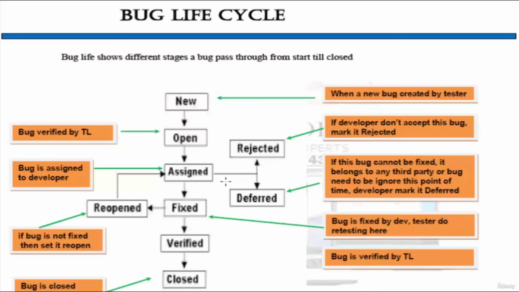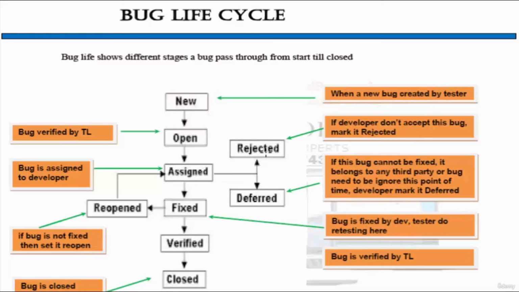Now the next and most important question is, what will you do if the developer rejected your bug? So the developer is rejecting my bug. Here we can have two conditions. One, my bug is not valid. The developer finds out it's not a valid bug.